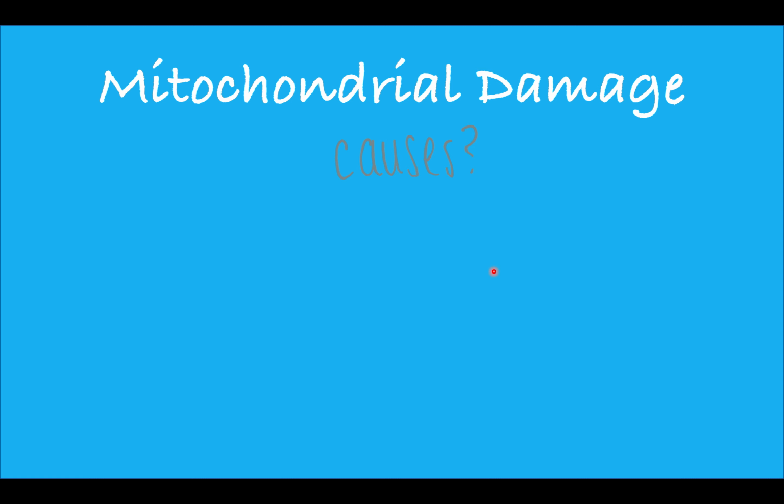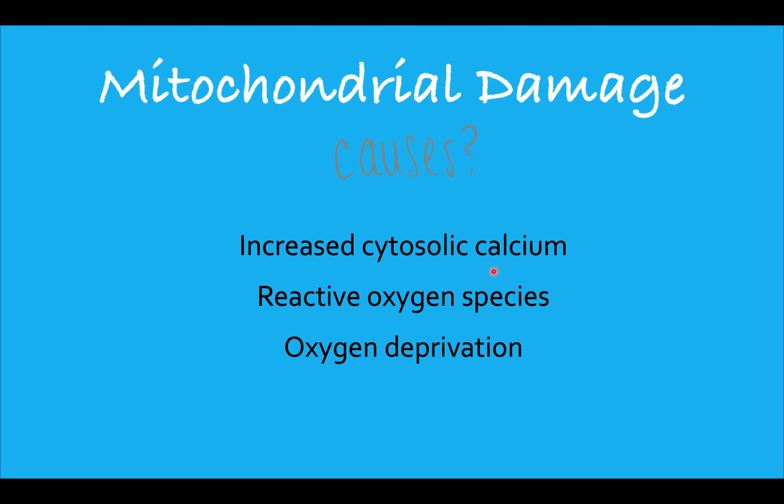That can then lead to the pumps not functioning properly. You can get calcium coming into the cell. You can also get formation of reactive oxygen species, which we're going to talk about in a little bit. That's a type of free radical, and you can be deprived of oxygen. Again, because inside the mitochondria is where that oxidative phosphorylation is taking place, if you have oxygen deprivation, that's going to be depriving the mitochondria of the oxygen itself. It can't create ATP. It's going to then undergo different types of damage.